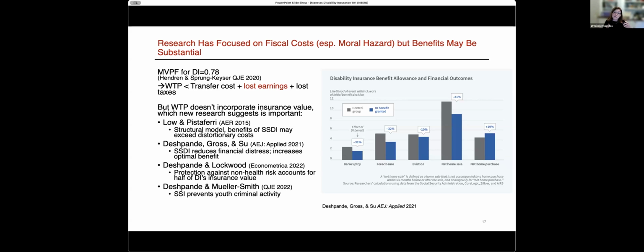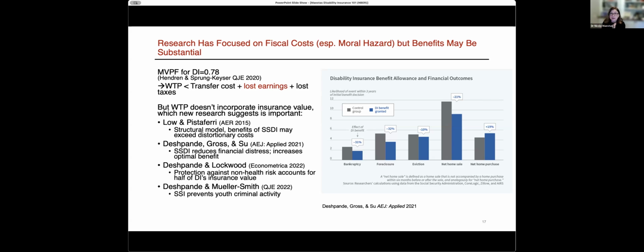There are metrics for measuring the value of public programs. One of them is the marginal value of public funds that you might be familiar with. DI has a number that is under 1, meaning that people don't value it as much as it costs us to provide it.